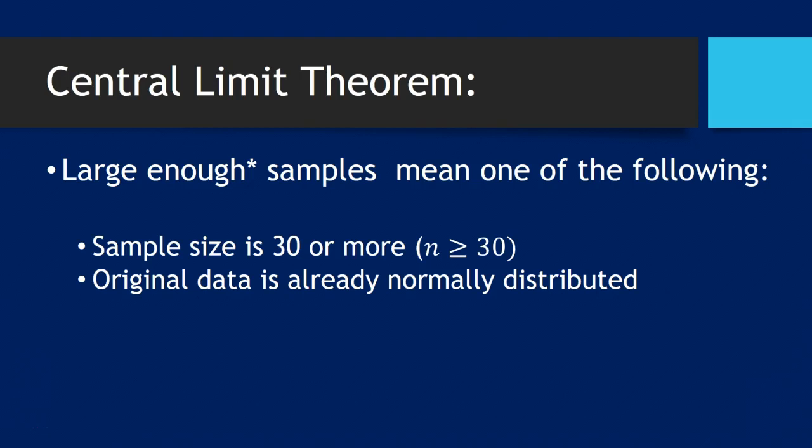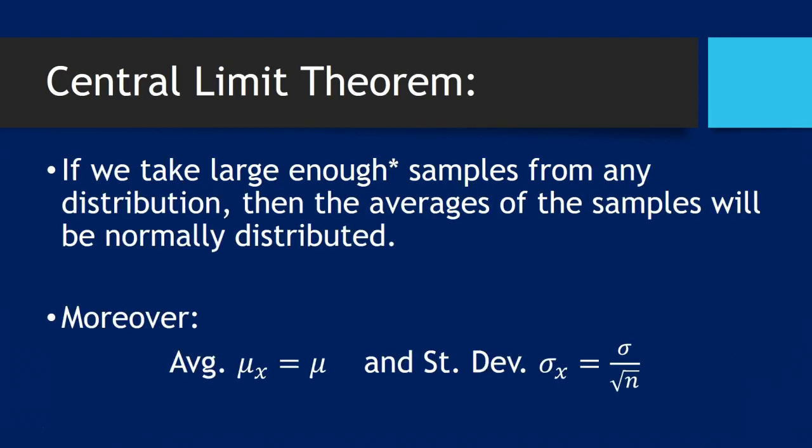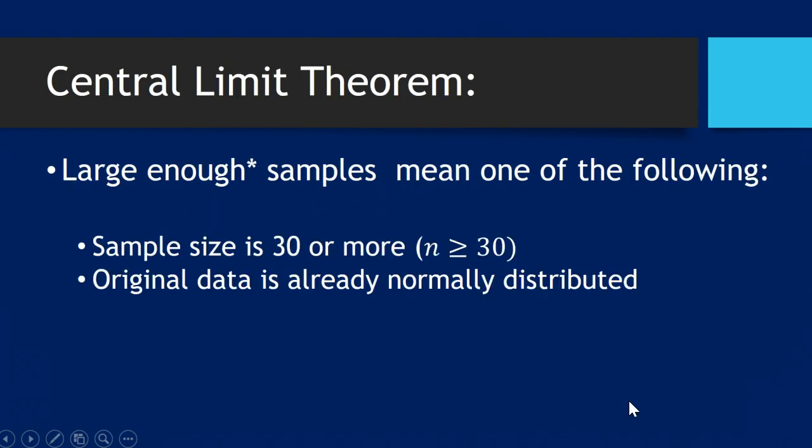And don't forget what the central limit theorem is saying. Once again, it's saying that while I can't look at individuals, if I take samples, the average of the sample averages will be my original average, and the standard deviation of the samples will be my original standard deviation divided by the square root of n.